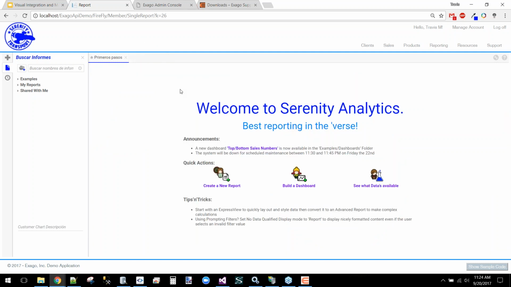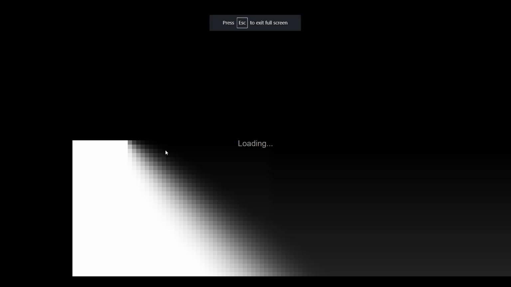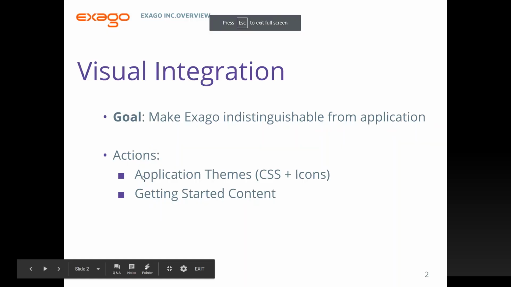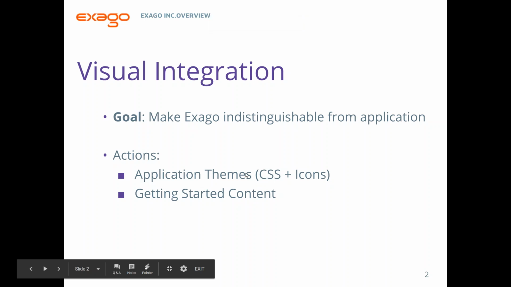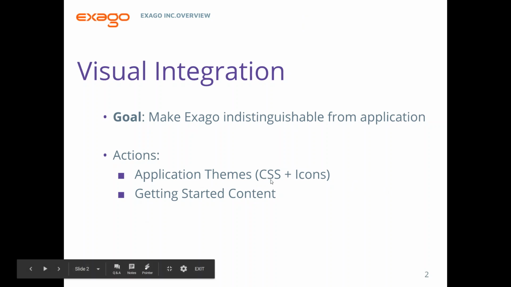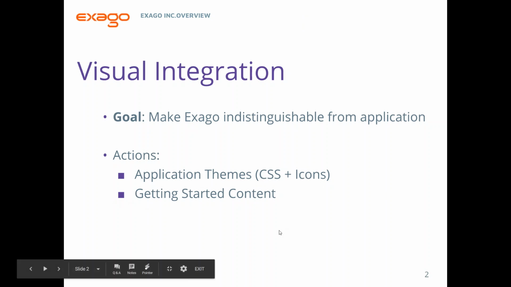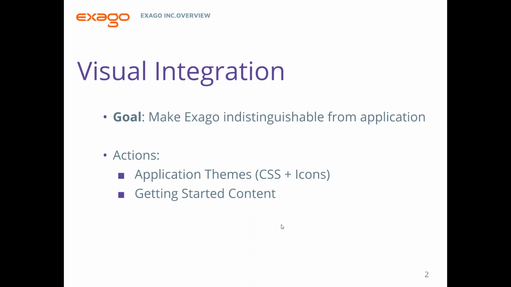So with that, just as a brief recap as we approach the bottom of the hour, what we've done here is we looked at visual integration, creating an application theme, and you can do that either manually or using the utility that's now available for download, as well as building some getting started content, again, totally customizable, that helps visually wrap together Exago as well as enhance the user experience.